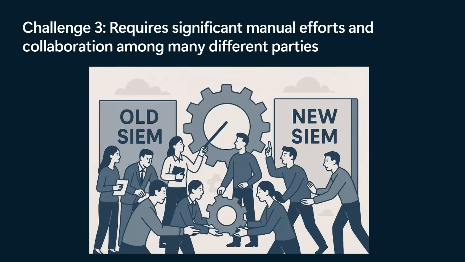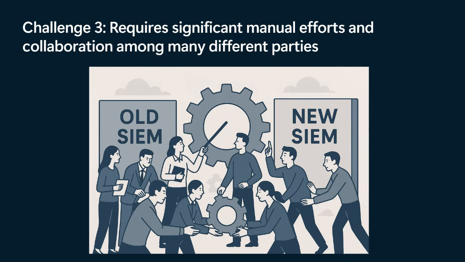Finally, the last challenge is that the migration project requires a lot of manual effort and collaboration between different parties, which brings friction. There's a lot of cross-team dependencies. You have to work with the data owners, you have to work with SOC engineers, you have to work with the detection teams, the architects, and then all these different teams have to go through manual handoffs of the phases and agree on what is to be done and sign off.